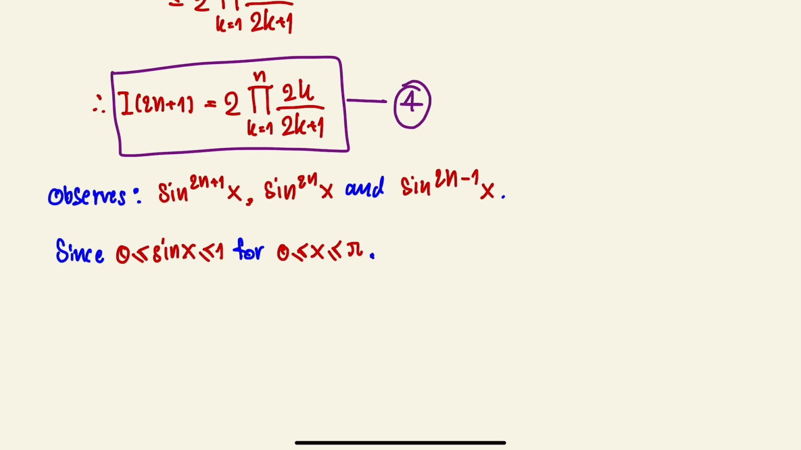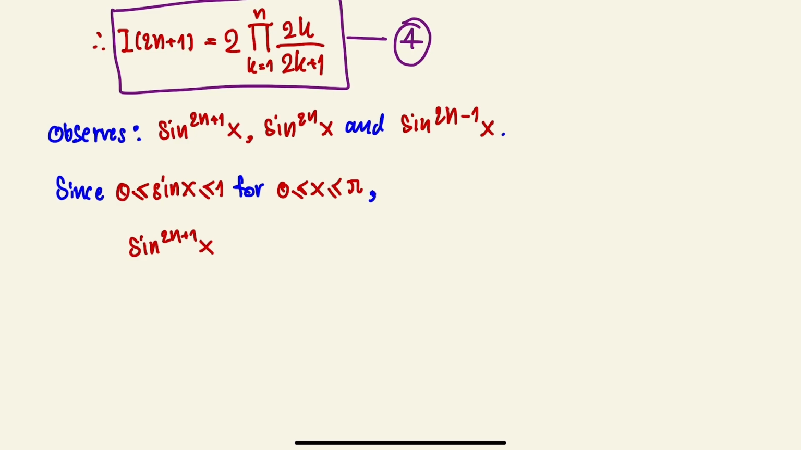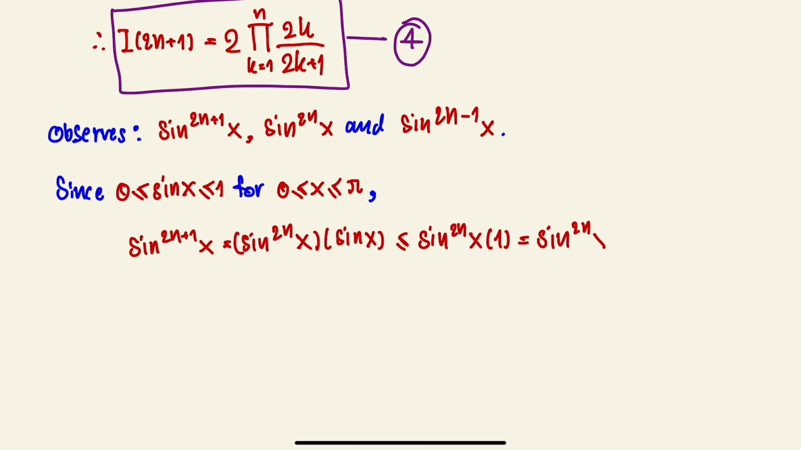So what happened here? I want to write down this term. Sine raised to the power of 2n plus 1 x is going to be sine raised to the power of 2n x times sine x, and sine x is less than or equal to 1. So it's less than or equal to sine raised to the power of 2n x times 1, which is sine raised to the power of 2n x.